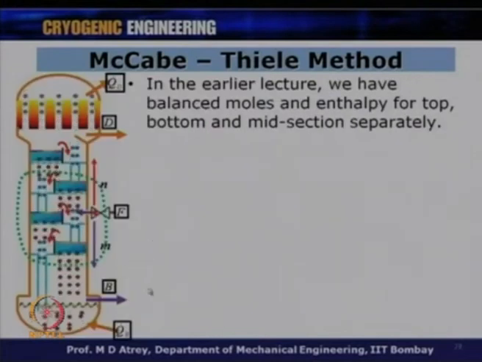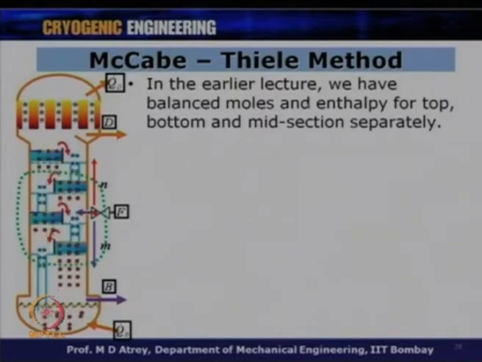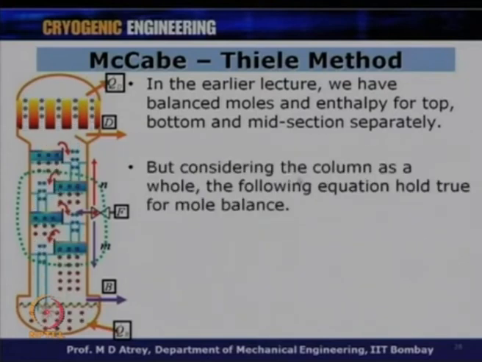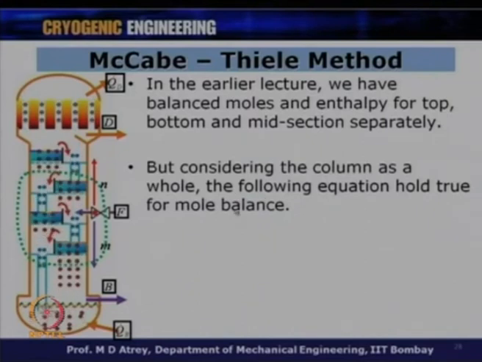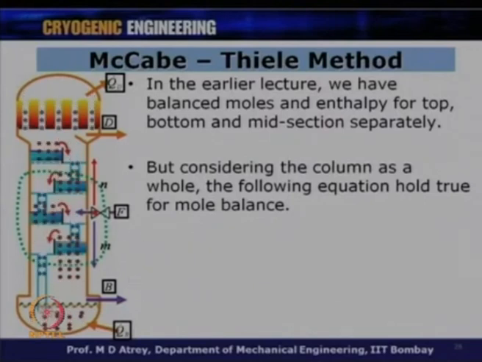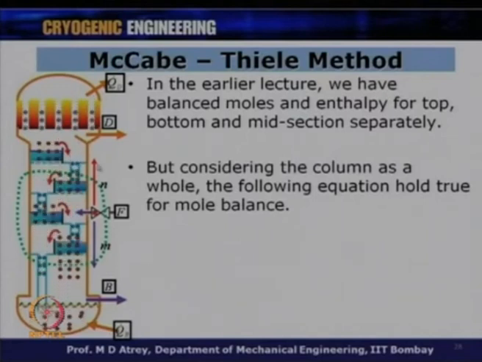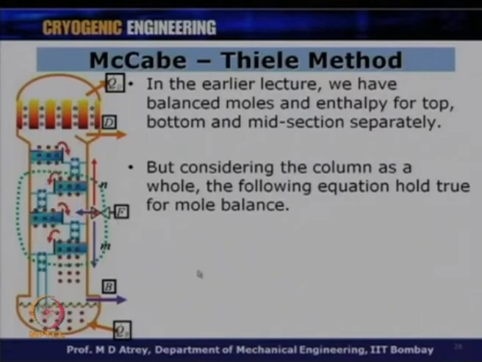With this background now, let us do the entire column mass balance and energy balance which is required in every problem. In the earlier lecture, we balanced mole and enthalpy for the top, bottom and mid sections respectively, but now consider the column as a whole. The following equations hold true. What is coming in is F, what is leaving is D, and what is leaving is B. What are the energies? The condensation, the cooling effect, the refrigeration effect required is QD, and whatever energy is given for the boiler is QB. These are all energies, and these are all masses entering and leaving the column.